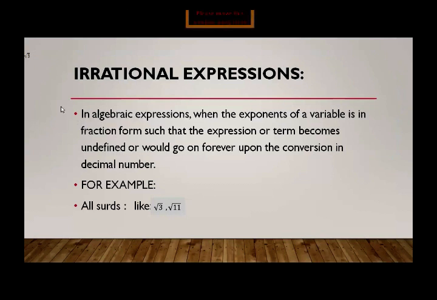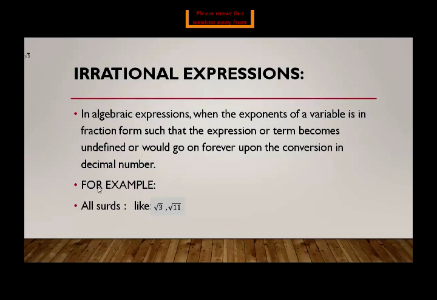Irrational expression, according to definition: in algebraic expressions, when the exponent of a variable is in fraction form, such that the expression or term becomes undefined or would go on forever upon conversion to decimal form. When we read an algebraic expression and observe that the exponents are given in fraction form, we say we have an irrational expression. Sometimes in place of a fractional exponent, we have a symbol like root or cube root. So we consider all these in irrational numbers.